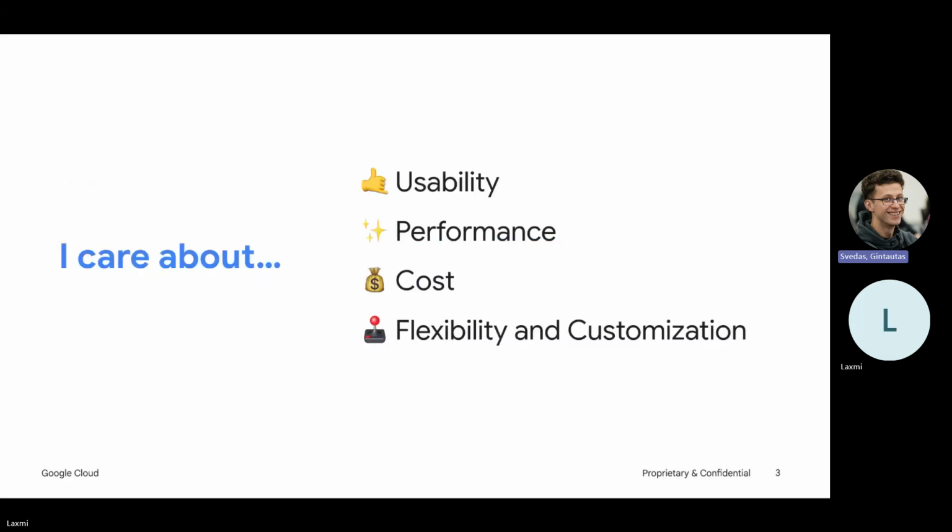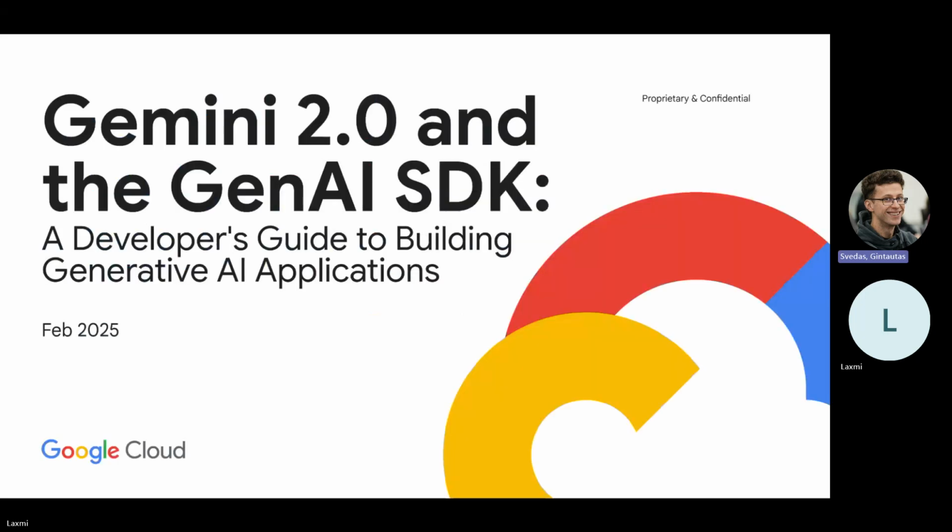First, of course, is how usable is it? Then comes performance. Cost, again, is a very important factor. Again, from what I've seen in my career of almost 25 years is that no two applications are the same. So you need the API to be flexible. You need to customize it to build the applications of your choice. And let's see how Gemini 2.0 with the GenAI SDK is trying to solve this problem.